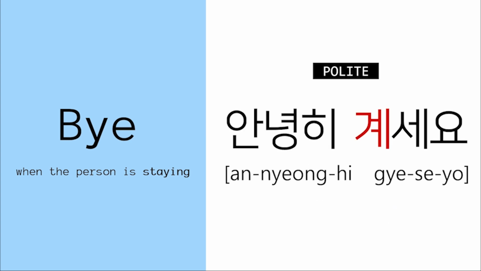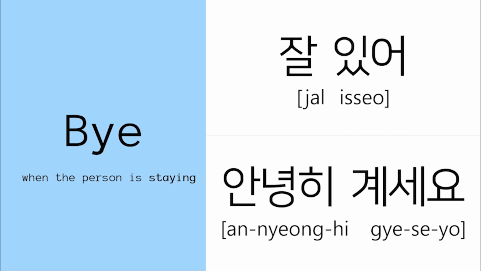In polite form, you say 안녕히 계세요. It's very similar to the previous one, but that one was 가세요 and this one is 계세요. So if this is confusing, just remember that 가 means go. So you would say 가세요 to the person going away, and to the person staying, you would say 안녕히 계세요. So again, 잘 있어 and 안녕히 계세요.